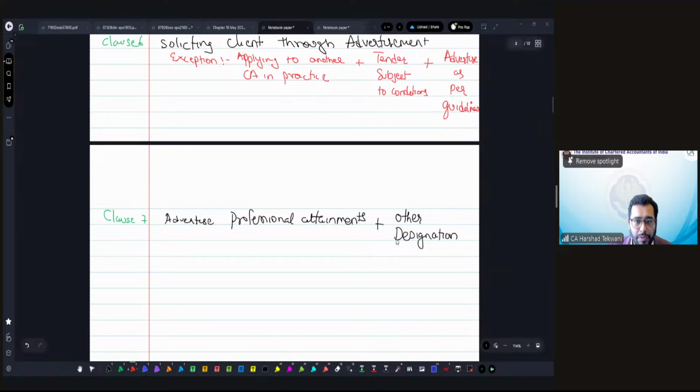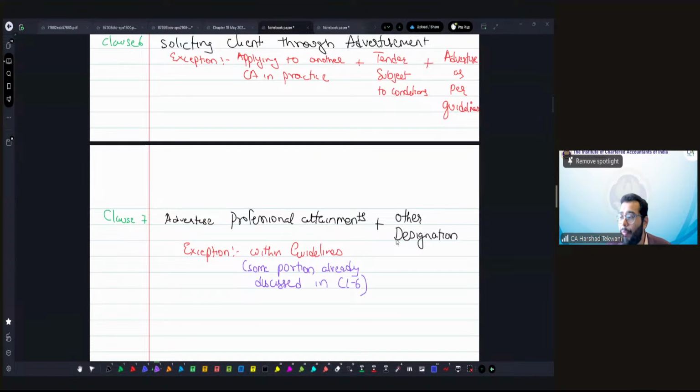Now, there are two exceptions to this. One, advertisement within the guidelines. We have already seen under clause 6, so within guidelines, some portion already discussed in clause 6. Another part we will discuss now. Plus, when I talk about other designations, I have recognized degrees. If I am using a recognized degree in my name, that would be fine. But how, we need to understand that.